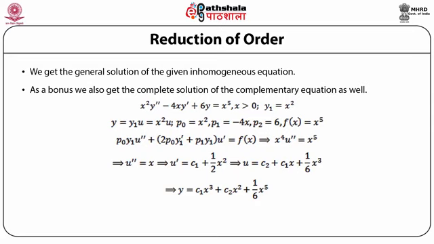Consider the differential equation x^2 y'' - 4x y' + 6y = x^5, where x is greater than 0.